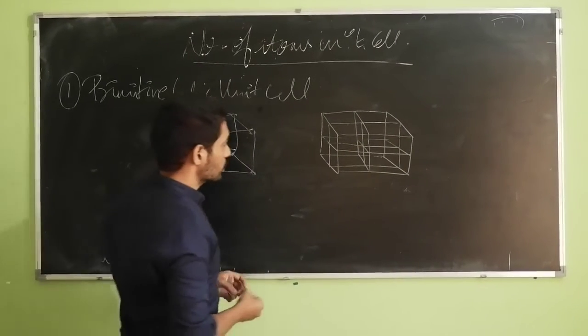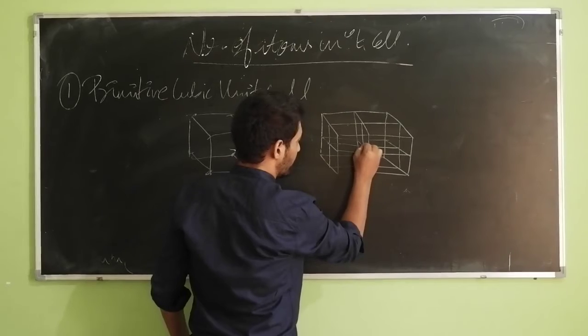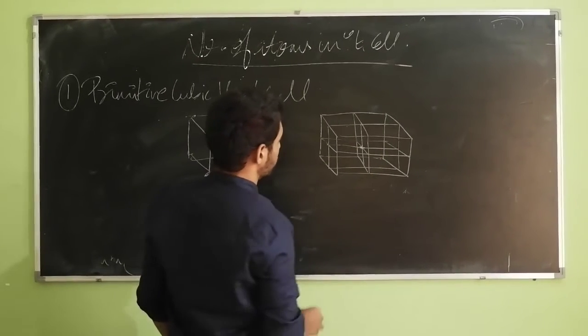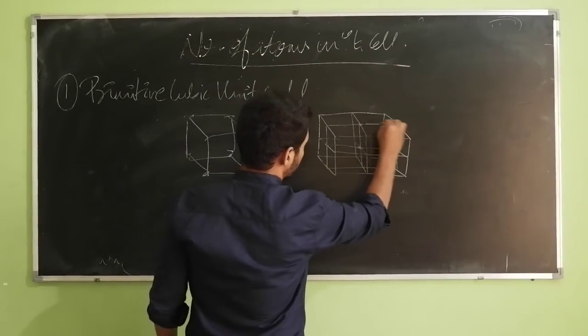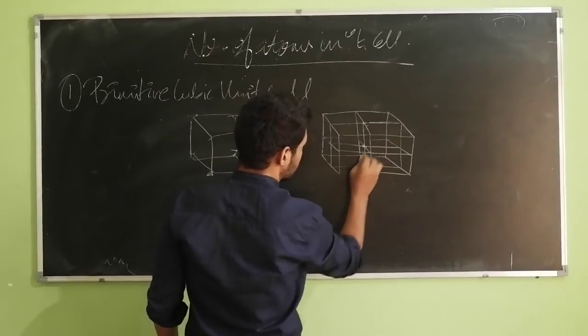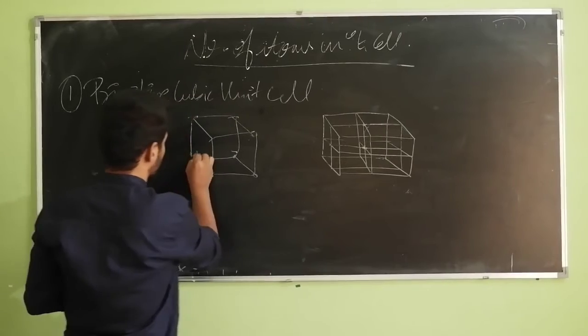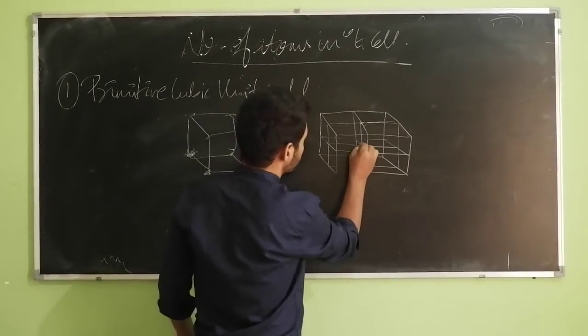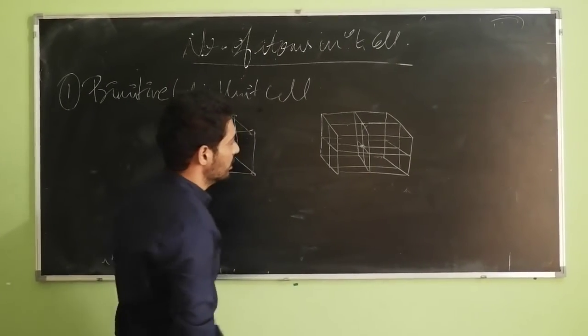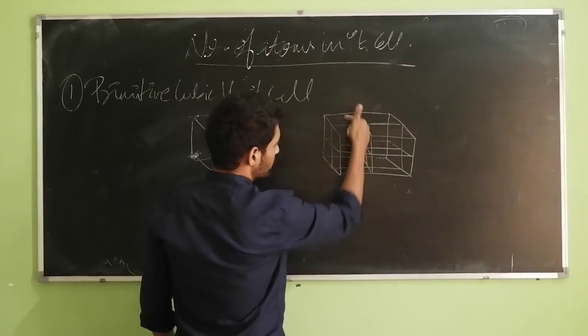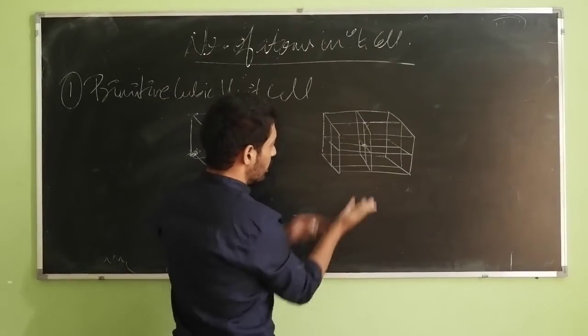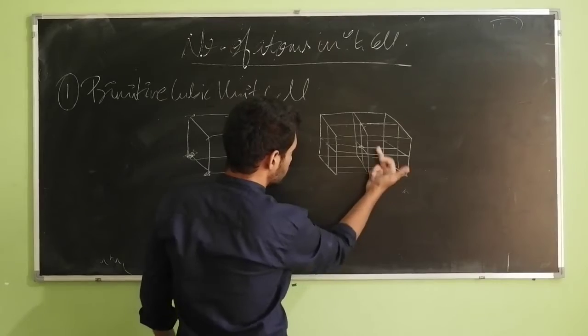Alright, so look at this atom at the corner. So that is what we are talking about. We are taking one cubic unit cell, this is one cubic unit cell, the outer one, and we are talking about this atom. So this atom is being shared by how many unit cells? So 1, 2, 3, 4 in its layer, and in the lower layer we have 1, 2, 3, 4.